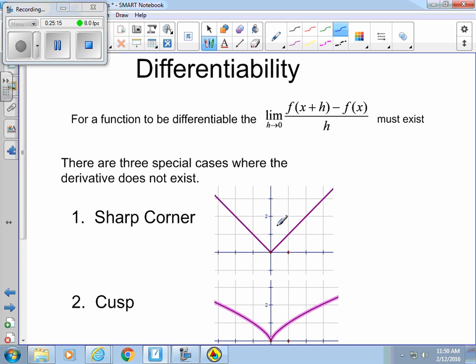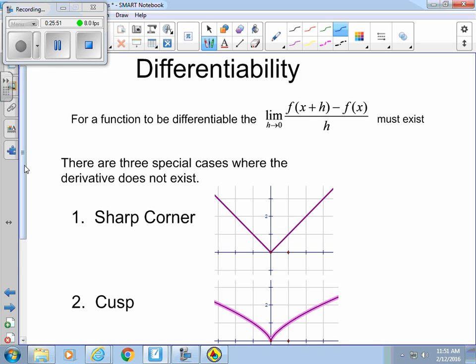So at 0, what's the slope? The left, it's -1. The right, it's 1. What happens when the left and right are different? Don't exist. The derivative, the limit doesn't exist, right? So at a sharp corner, any kind of sharp corner, where a curve is not smooth, the function is not differentiable. Not differentiable at a sharp corner.